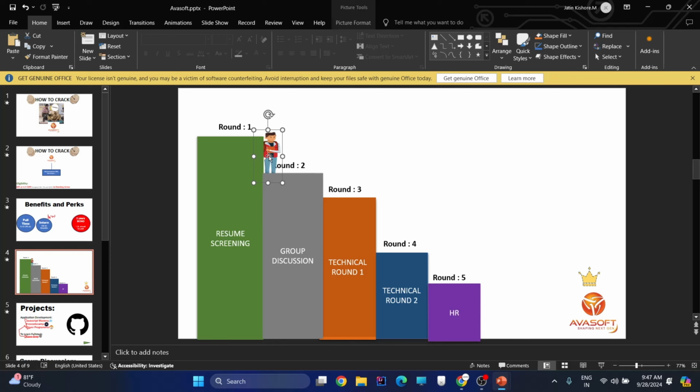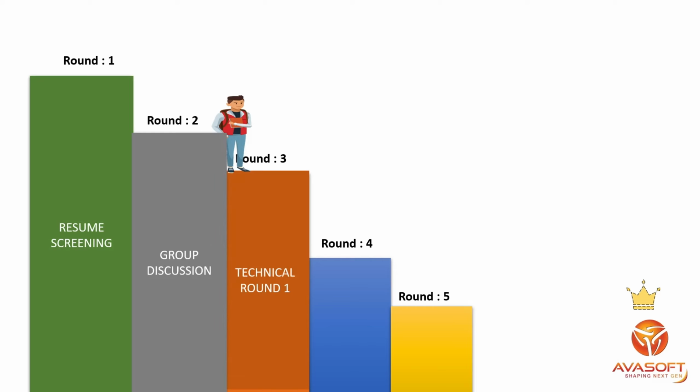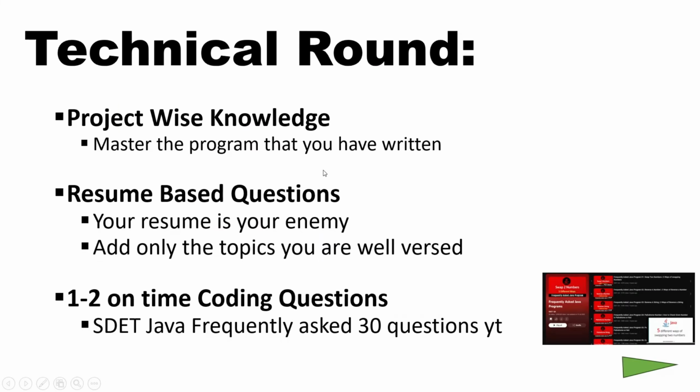And now, if you have cleared the group discussion round, then we will have technical rounds 1 and 2. So these rounds that I have seen are offline rounds. The particular technical round you are going to see right now is an offline technical round. Next we will have an online one.